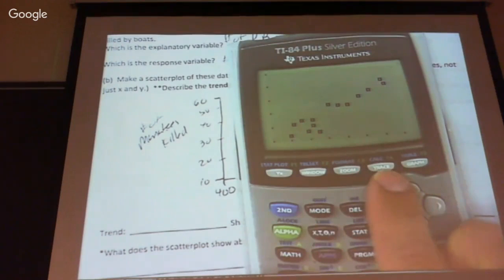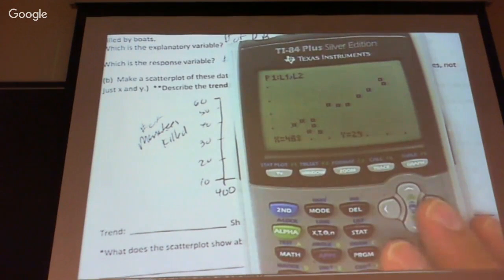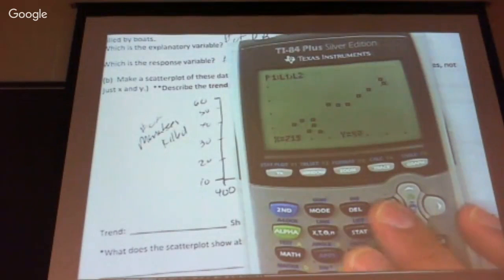Push the trace button for me. Trace, top row. If you do trace and left and right, it looks like the dots kind of jump around, but they're really going in the order of your data. Whatever order you put it in, that's how it goes. So it's actually going over time, and you can see each individual point.